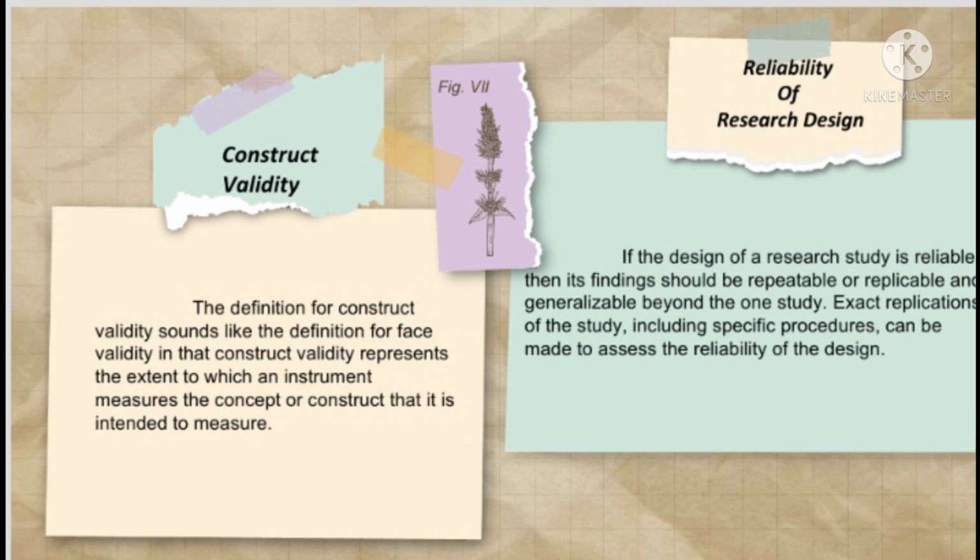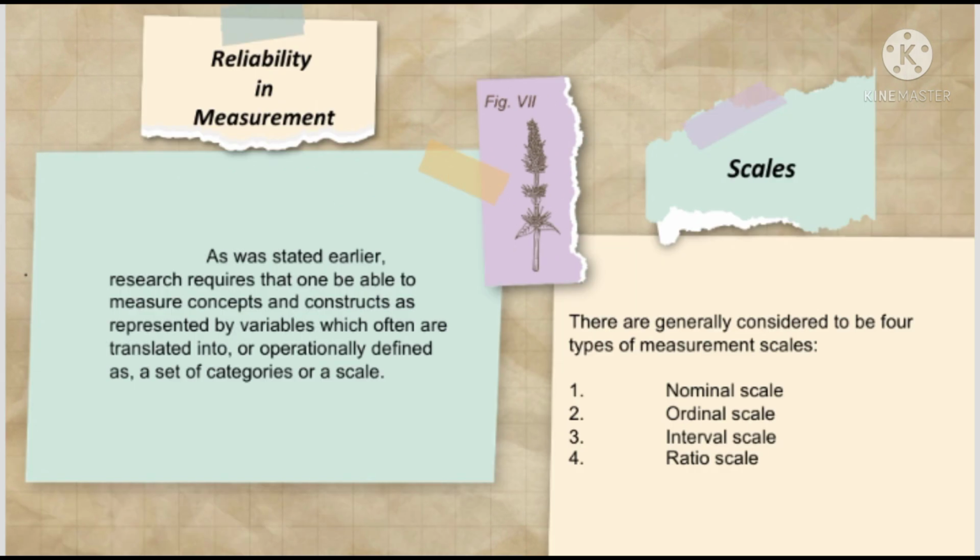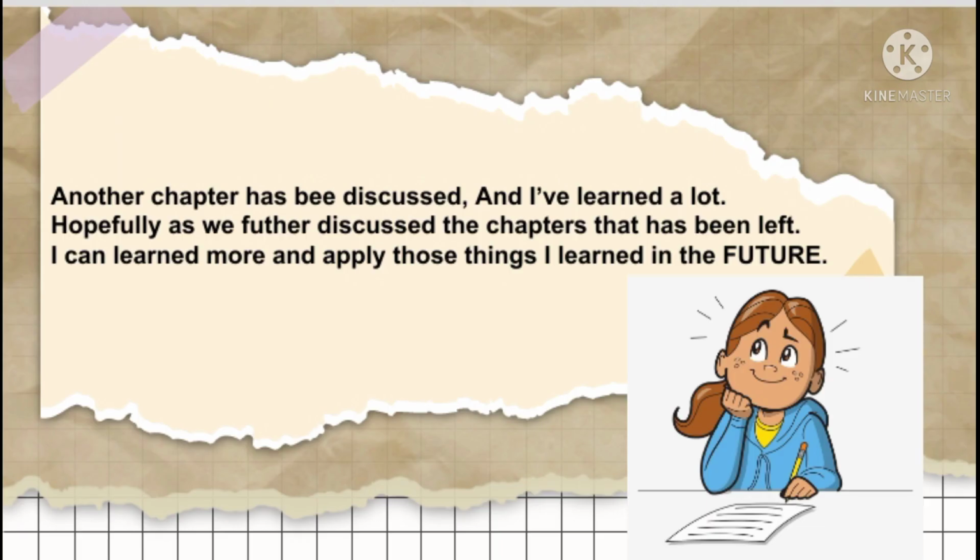Reliability of research design. If the design of a research study must be reliable, then its findings should be repeatable or replicable and generalizable beyond the one study. Reliability in measurement. As we stated earlier, research requires that one be able to measure concepts and constructs as represented by variables, which often are translated into or operationally defined as a set of categories or scales. And lastly, scales. There are generally considered to be four types of measurement scales: nominal scale, ordinal scale, interval scale, and ratio scale. That would be all for today.